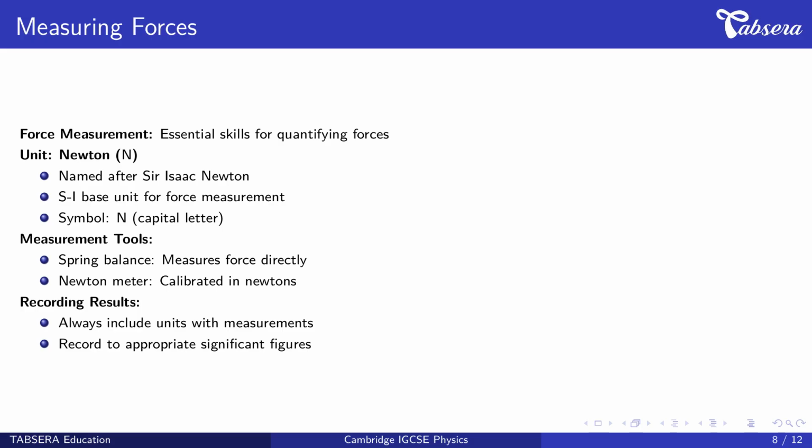For measurement tools, we use spring balances that measure force directly by stretching a calibrated spring. Newton meters are specifically calibrated in Newton units for accurate readings. When recording results, always include units with every measurement. Never write just numbers. Record measurements to appropriate significant figures based on instrument precision. For example, if your Newton meter reads to the nearest tenth, record forces like 2.5 newtons, not just 2.5.